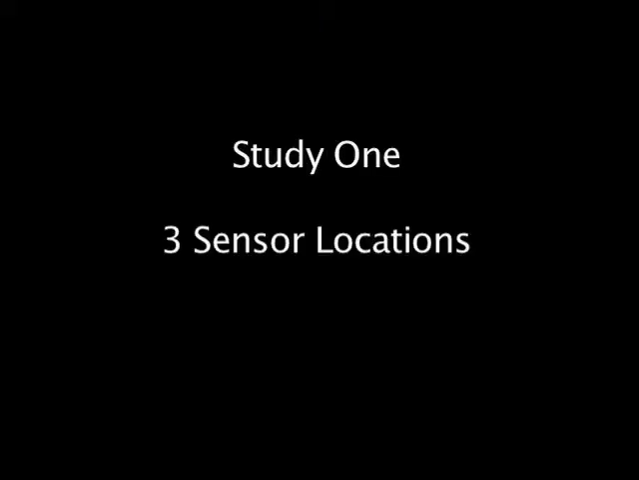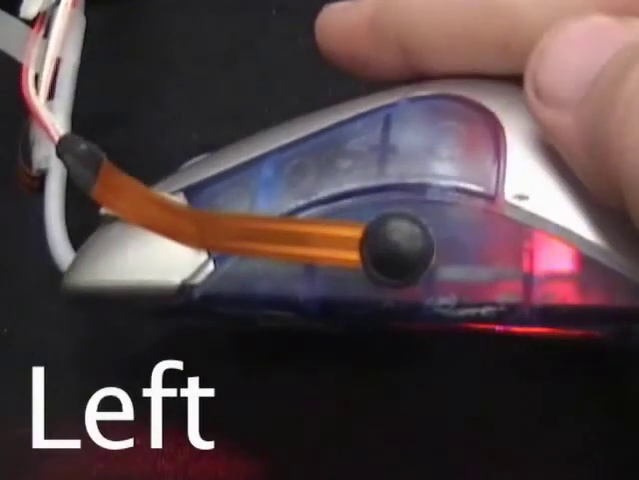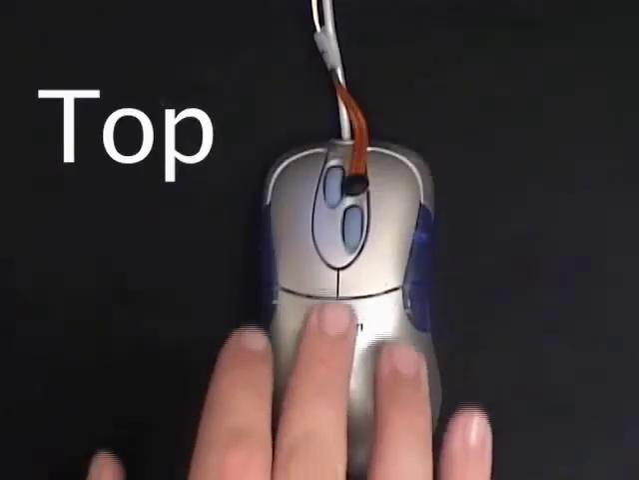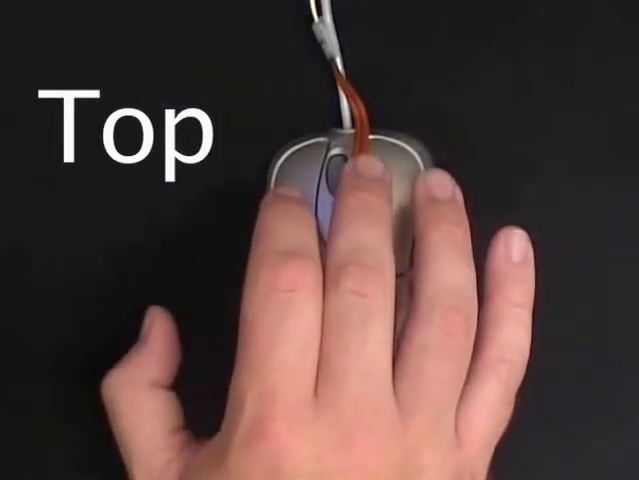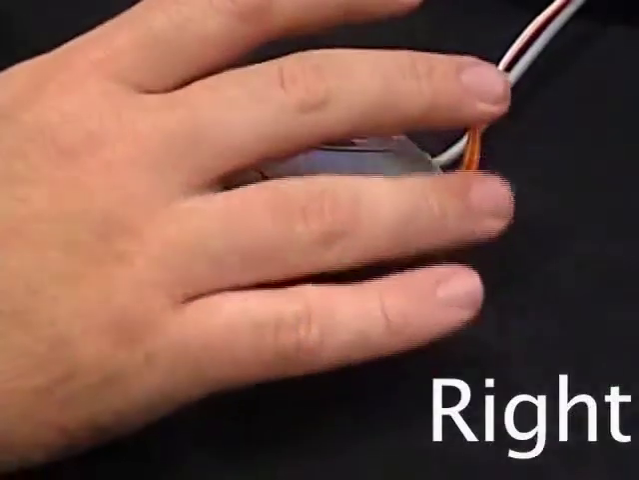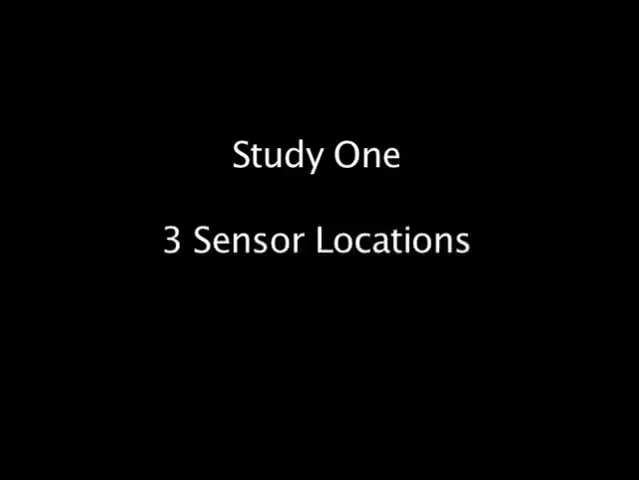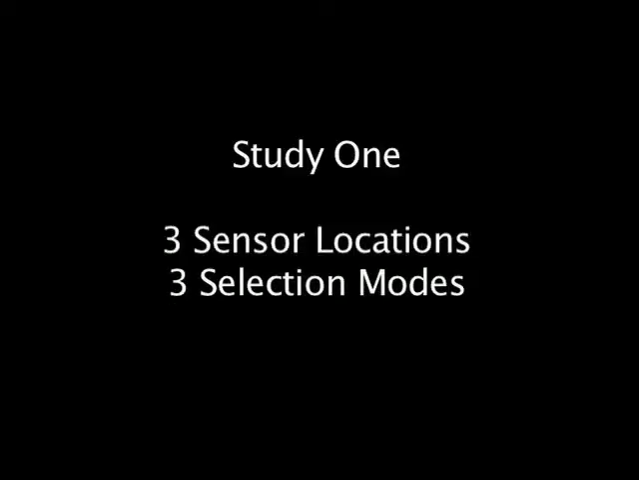In our first study, we tested 3 different locations for installing pressure sensors: 1 on the left side of the mouse for the thumb, 1 on the top of the mouse for the middle finger, and 1 on the right side for the ring finger. Final selection was controlled by one of 3 selection modes.